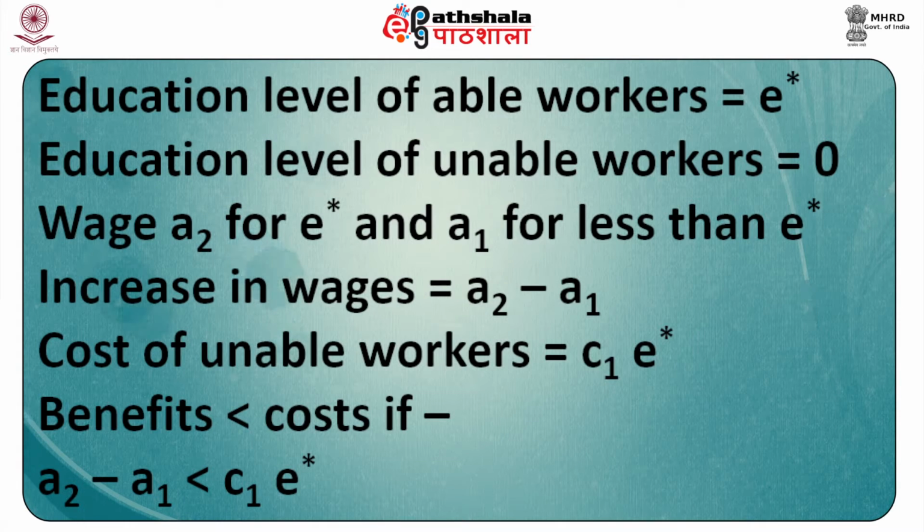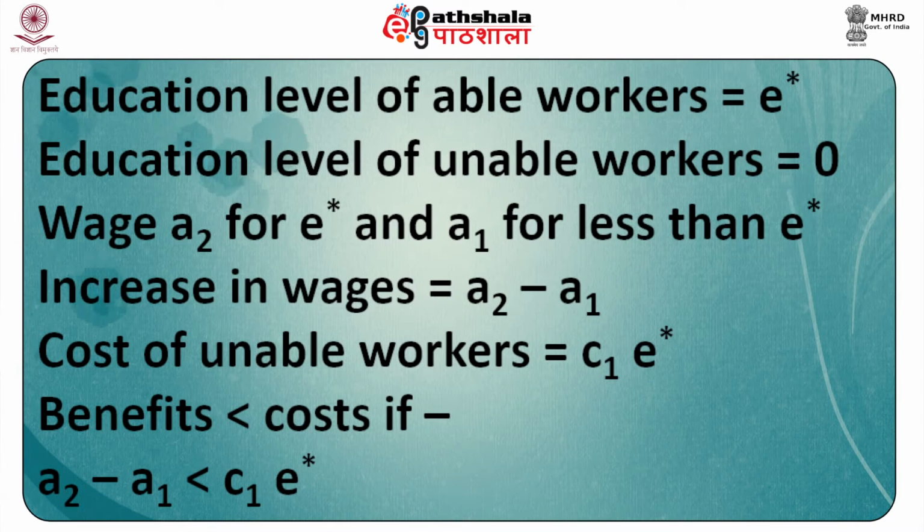The able workers all acquire education level E star and the unable workers all acquire education level 0. And the firm pays workers with education level E star a wage of A2 and workers with less education than this a wage of A1. Note that the choice of education level of a worker perfectly signals his type. Now the question is whether the workers are behaving rationally given the wage schedule they face.